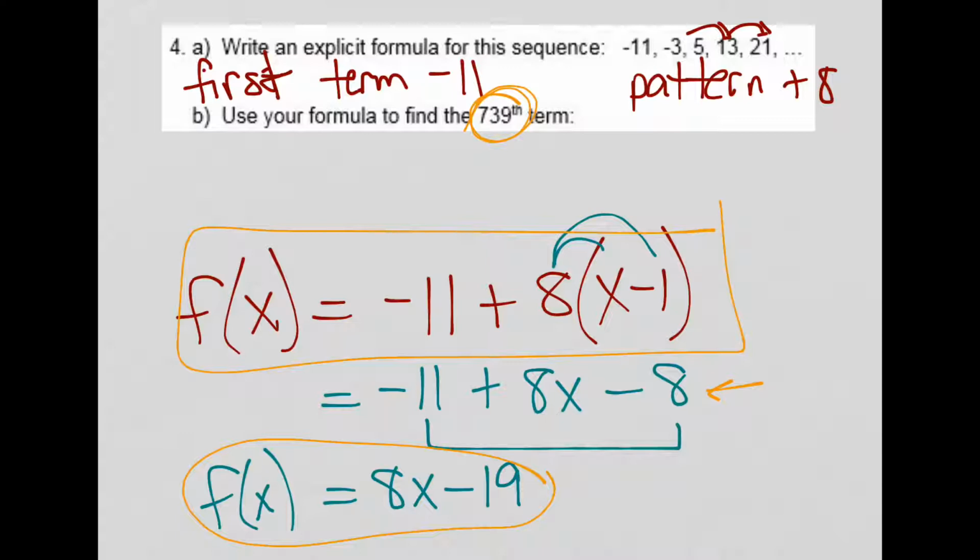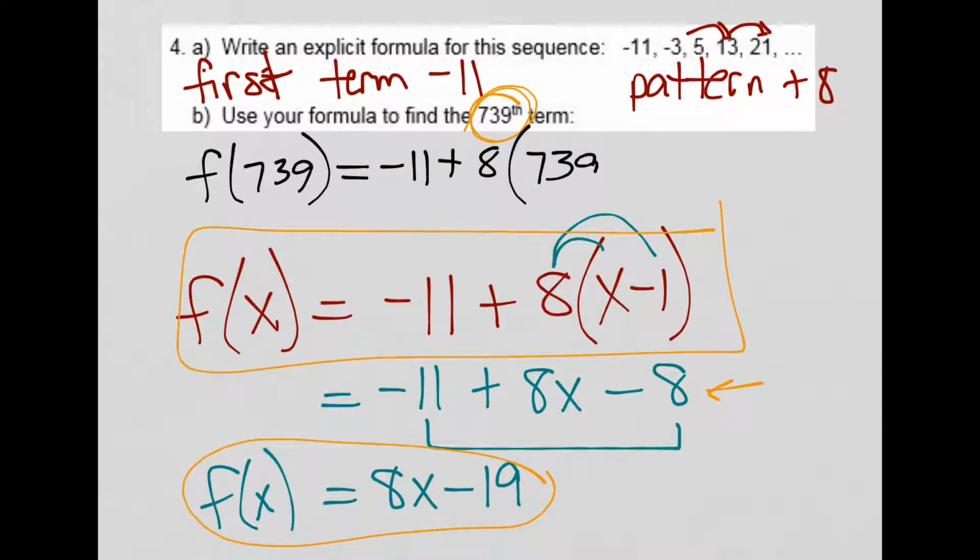So we want to find f of 739. The 739th term is going to equal, let's use the good one first, -11 plus 8 times 739 minus 1. Type it on your calculator, and you're going to get some kind of an answer. I don't have it. I don't know what it is. Okay, -11 plus 8 times 738. 5,893.